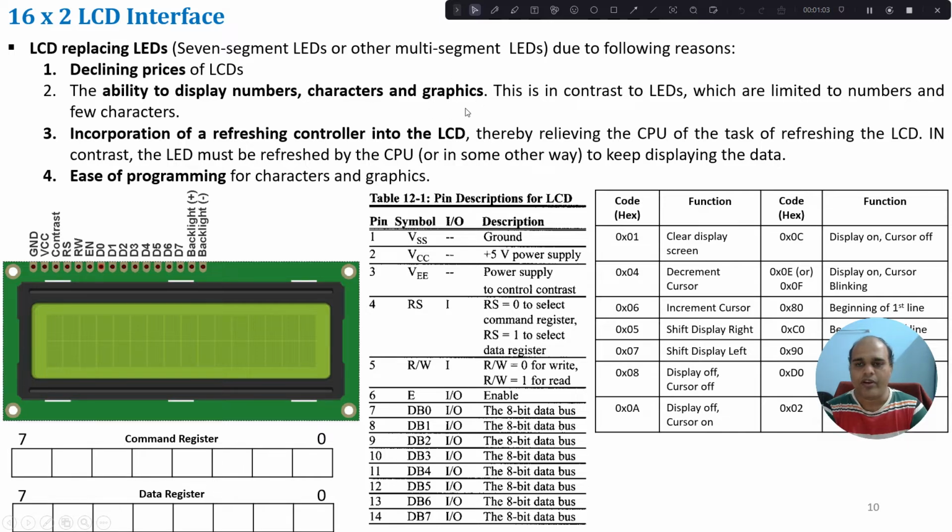Another important drawback of LED based display devices is that we need a refreshing controller so that the values need to be sent again and again. After refreshing the memory, it should be sent again to get displayed. Whereas in the LCD, nowadays we have a refreshing controller incorporated into the LCD. So there is no requirement for a CPU to do this job. There is a separate controller which will be used for refreshing the data on the LCD.